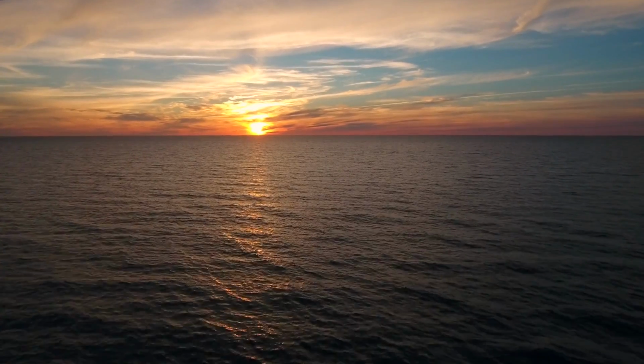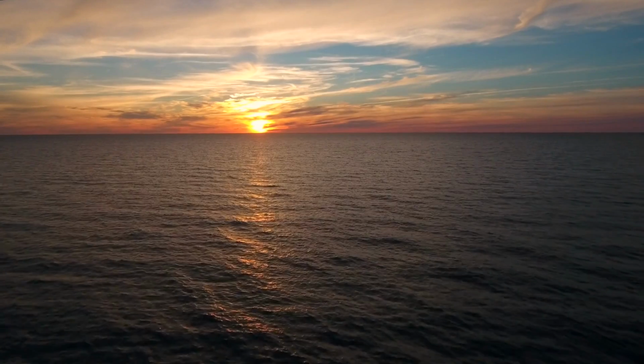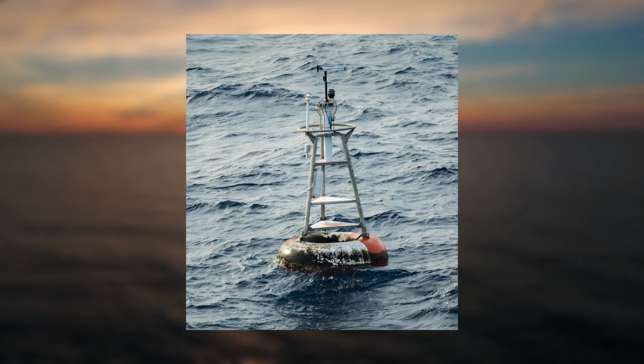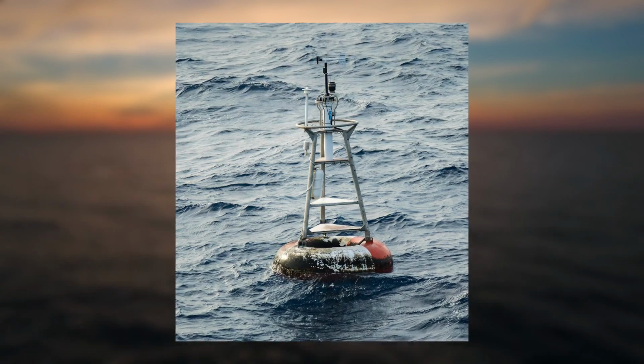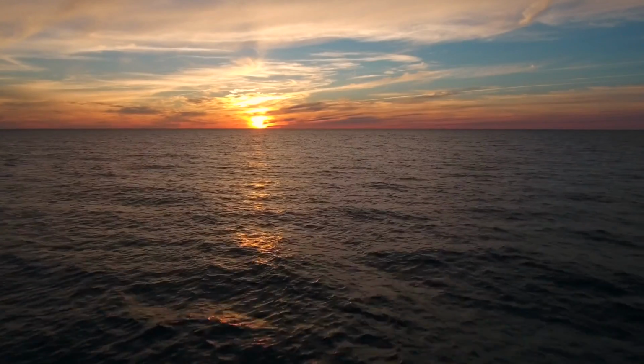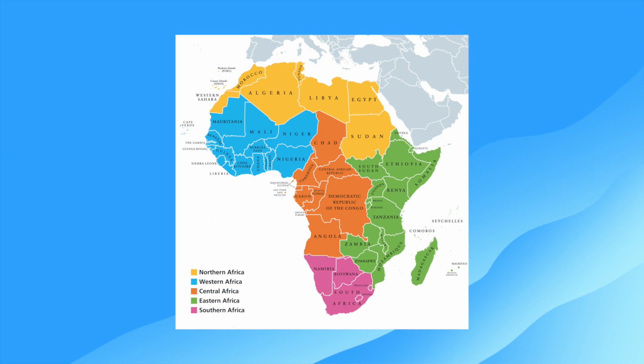Now, unfortunately, there isn't actually an island there, which would be rather coincidental. Instead, however, there is a permanent weather buoy moored there, which measures things like wind speed, temperature, humidity, and solar radiation. But anyway, back to equatorial countries.